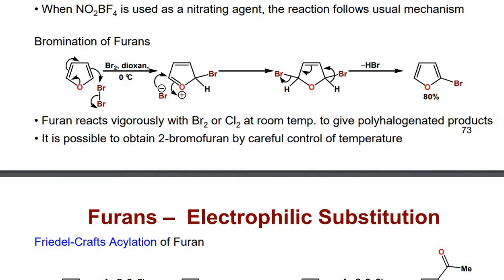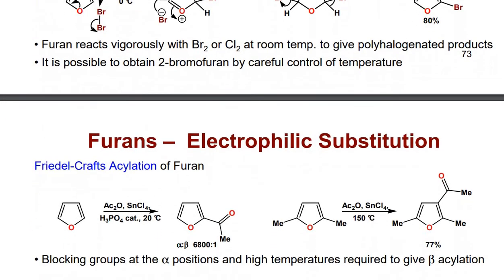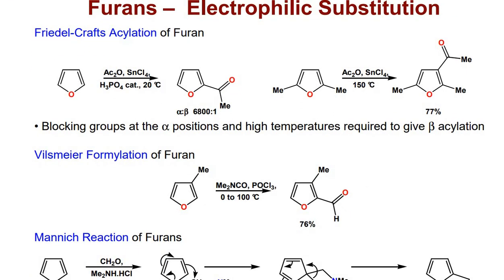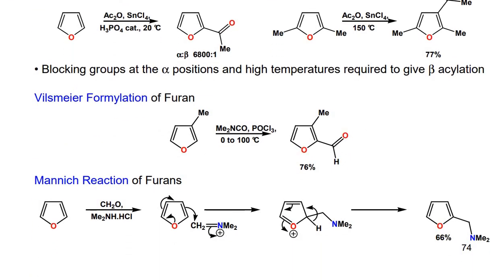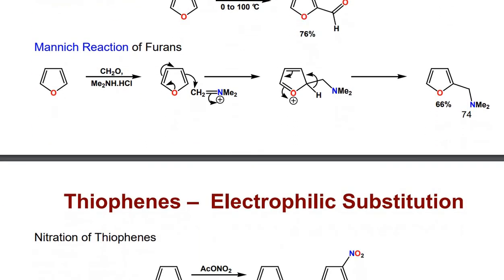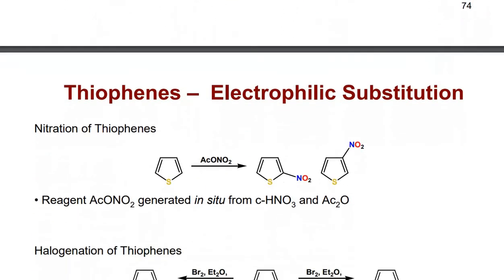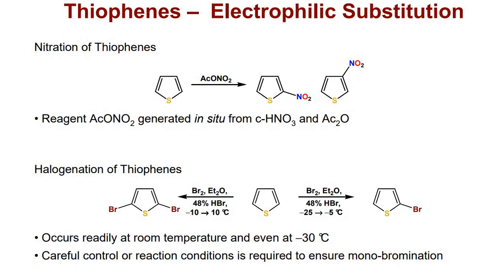You note the brominations of furan, electrophilic substitutions related to furan, with formylations. You can see the Mannich reactions with the furans, synthesis of thiophene.